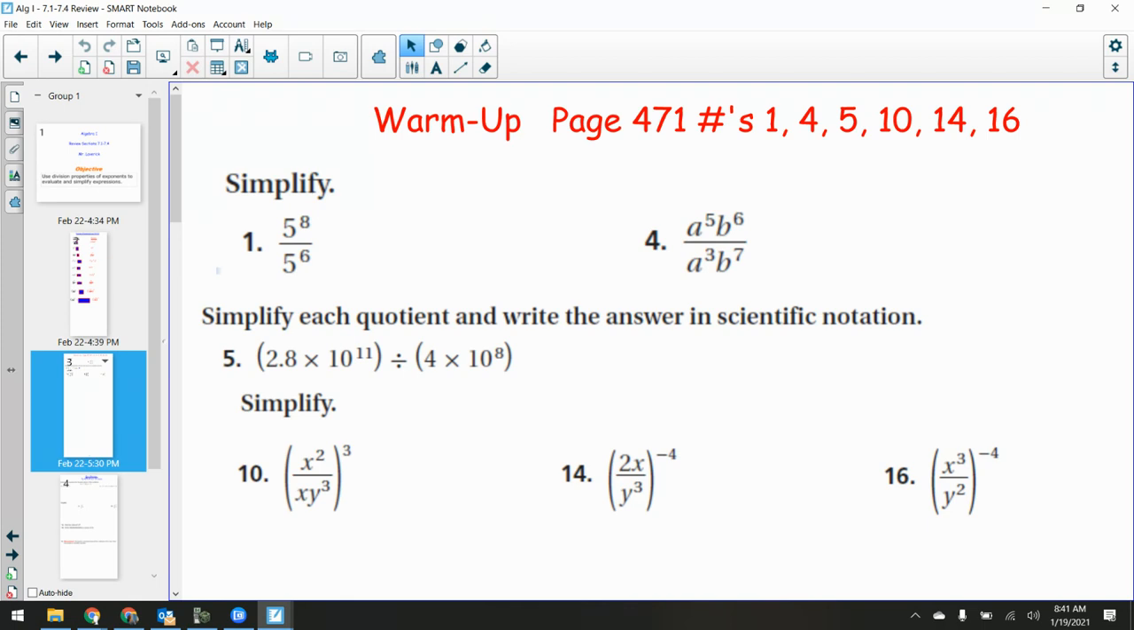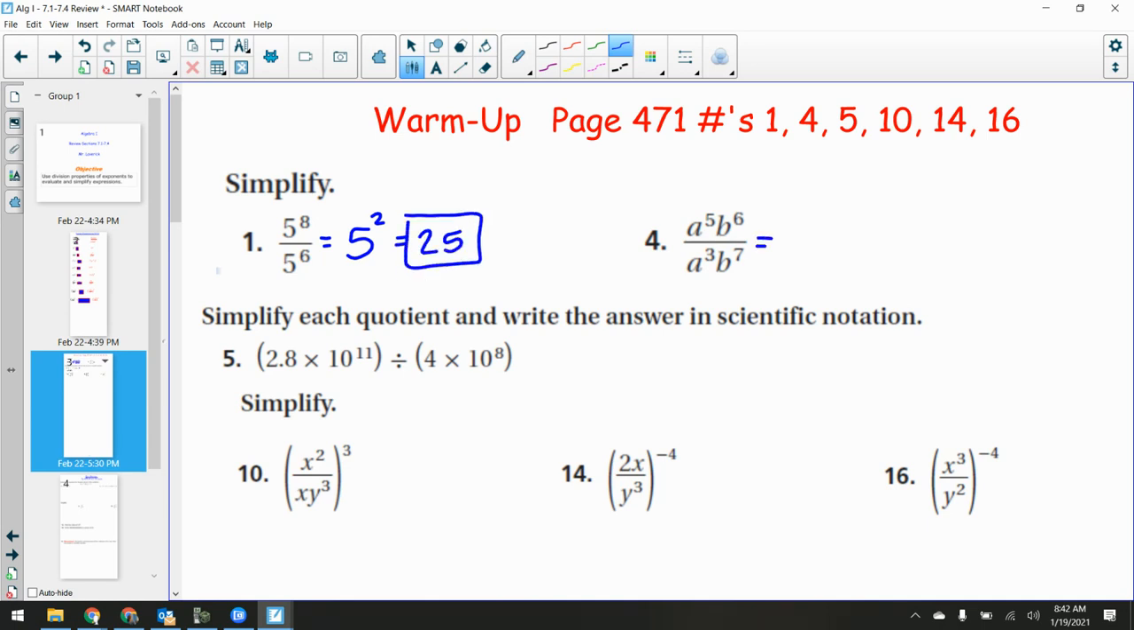So, can somebody remind me, what's the rule for division? As long as they have the same base, what do we do with the exponents? We subtract them, right? So if I've got 5 to the 8 over 5 to the 6, that's quite simply 5 to the second power. 8 minus 6 is just 2. What is 5 to the second power? 25. Always reduce down a number.